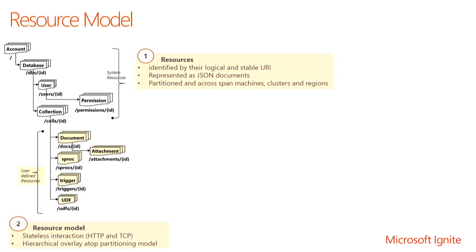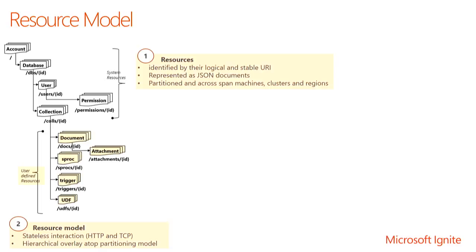Underneath a database, we also have some features like users and permissions. So if you want to do fine-grained access control to your data, let's say down to an individual record, you can create a permission, which is basically a tuple of a user and a resource. That resource can go all the way down to a document level. And you're going to use a token that's generated from the permission to sign the request rather than the master key belonging to the account.